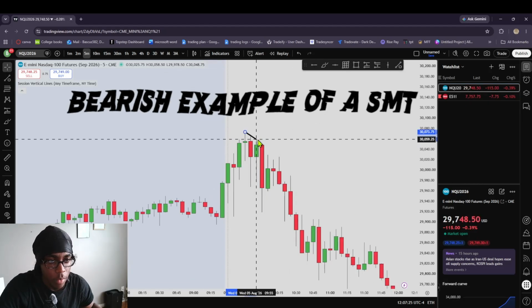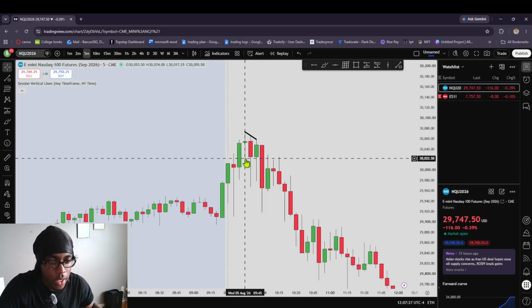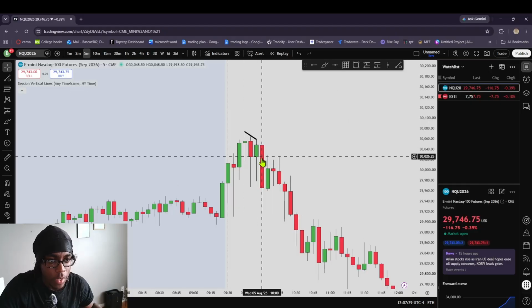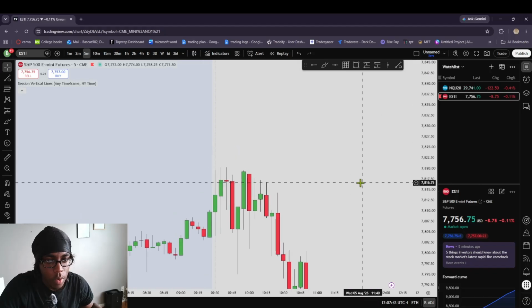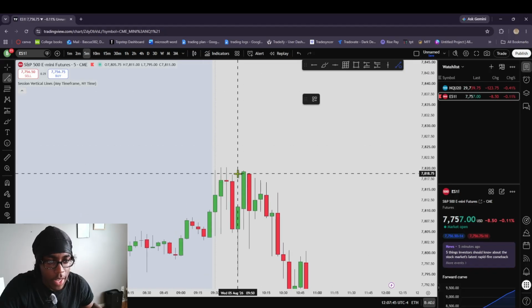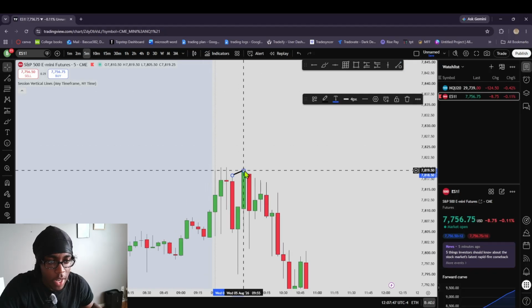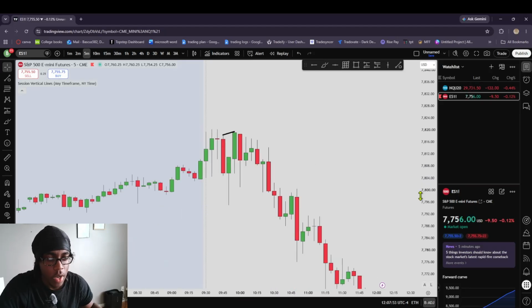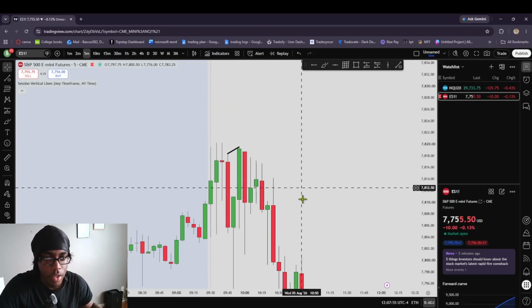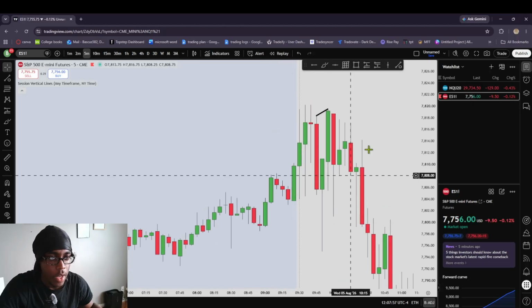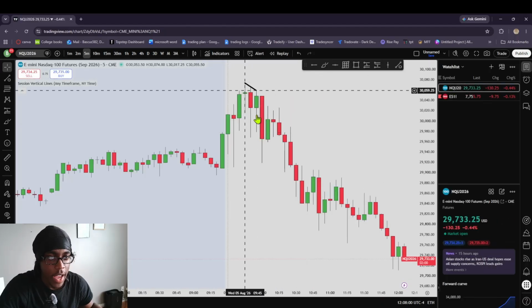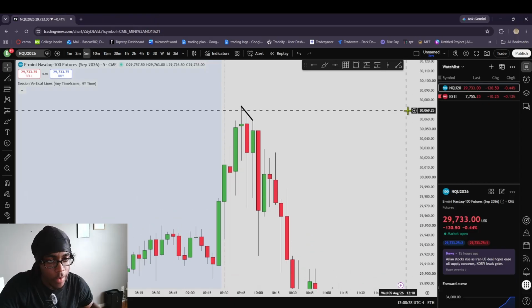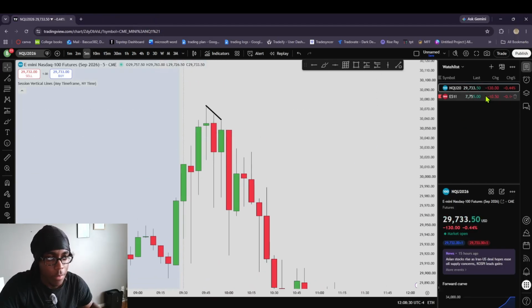So we have a perfect example right here. If we go on the NASDAQ and we look at this 9:45 candle and the 9:55 candle, it's going down. And then same thing when we go into the S&P 500, guys, we have that same 9:45 candle and then that same 9:55 candle. But as you see on the S&P 500, it's moving a bit higher up, and on the NASDAQ, it's actually pointing down. And what we're looking at right here, guys, is a bearish example of an SMT.